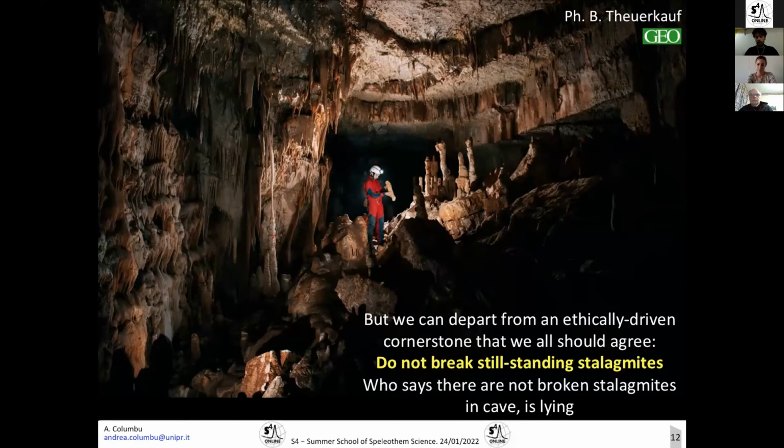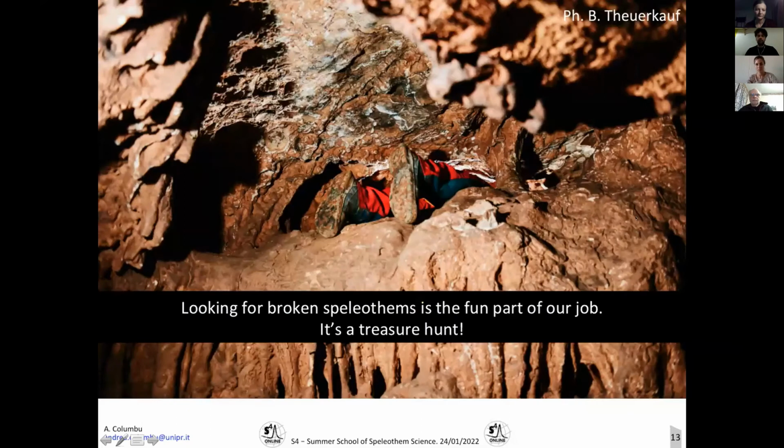In my opinion, you can always find broken speleothems in caves. And the reason is that, given all the unknowns regarding the scientific potential of a stalagmite, there is no reason to me to break a speleothem and take it to the laboratory. To my opinion, it is not necessary if other fallen stalagmites are viable. And also, I think one of the main reasons for doing that is that looking for broken speleothems is the fun part of the job.